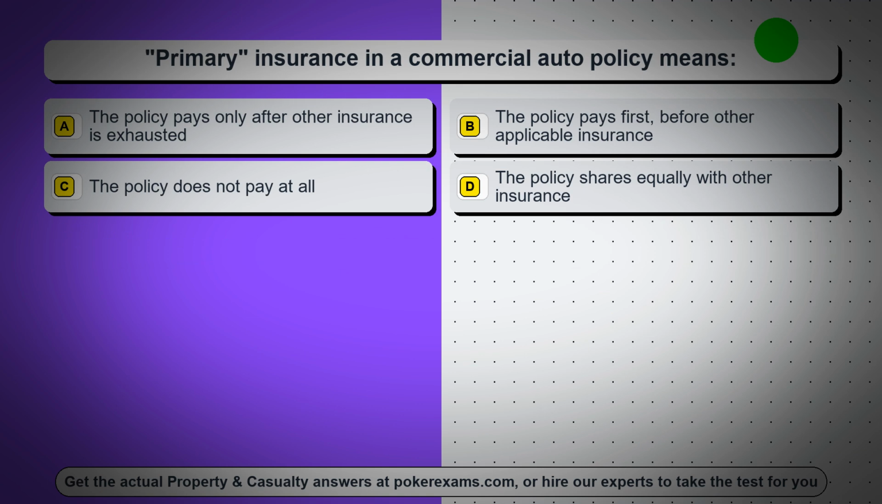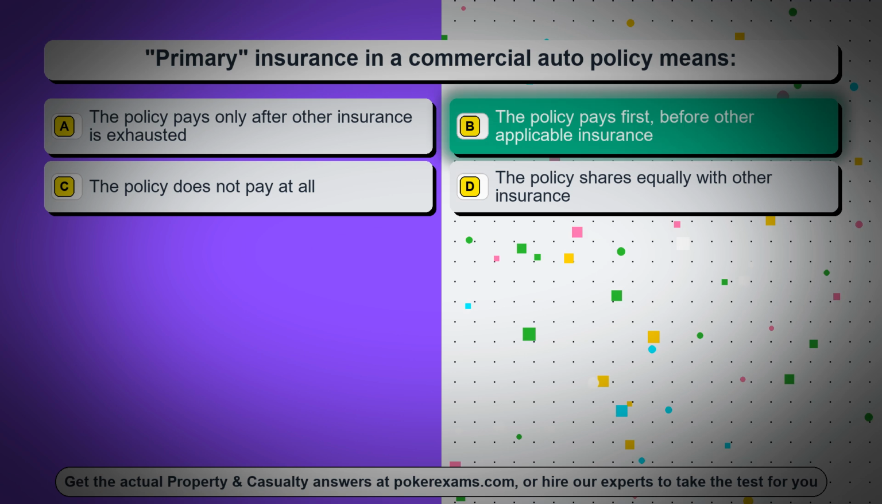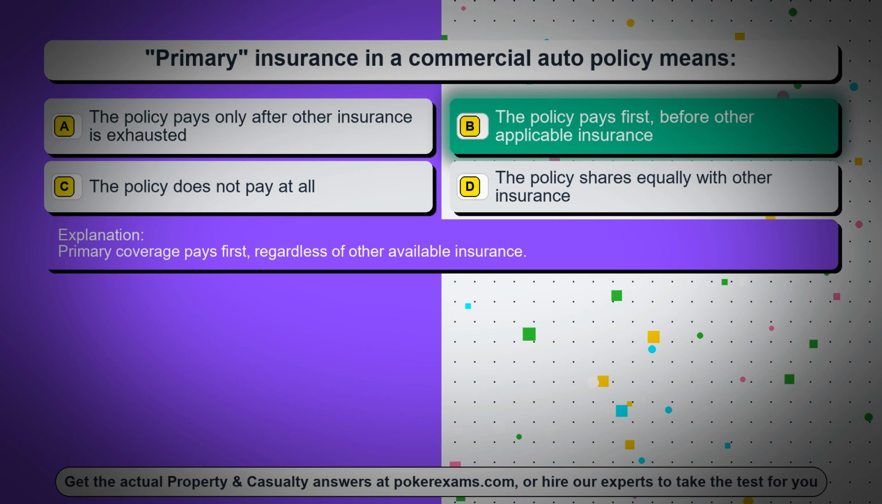Question 97. Primary insurance in a commercial auto policy means, option A, the policy pays only after other insurance is exhausted, option B, the policy pays first, before other applicable insurance, option C, the policy does not pay at all, option D, the policy shares equally with other insurance. The correct answer is option B, the policy pays first, before other applicable insurance. Primary coverage pays first, regardless of other available insurance.